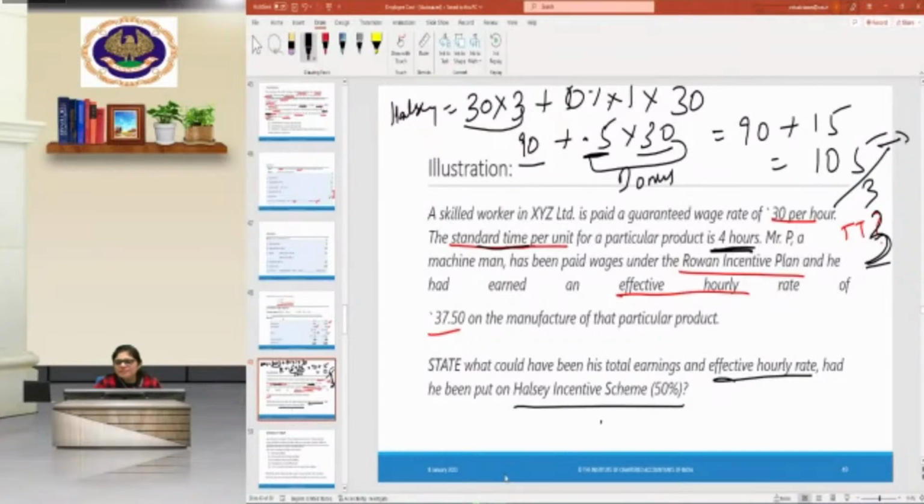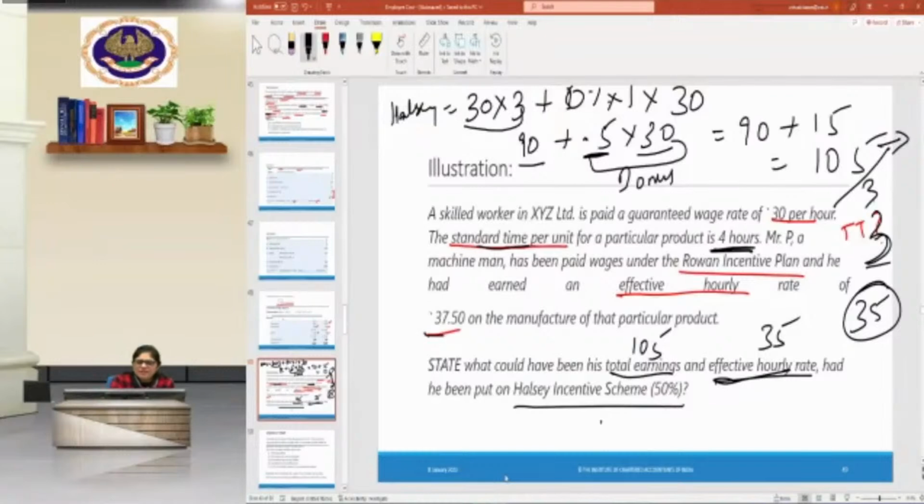The total earnings is 105 divided by 3, that means the time taken. So the rate per hour comes to the effective hourly rate for Halsey. Has anybody calculated the effective rate per hour for Halsey? Anybody has calculated? Okay, 105 divided by 3. It comes out to 35. So for Halsey premium, the total earnings were 105 and the effective hourly rate comes out to 35. So I hope you have understood this.